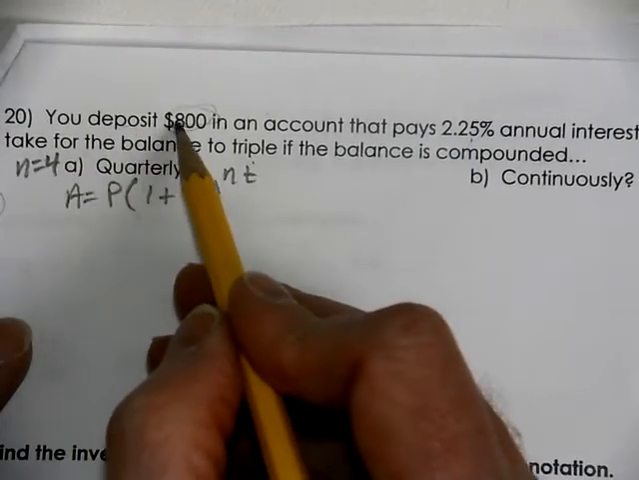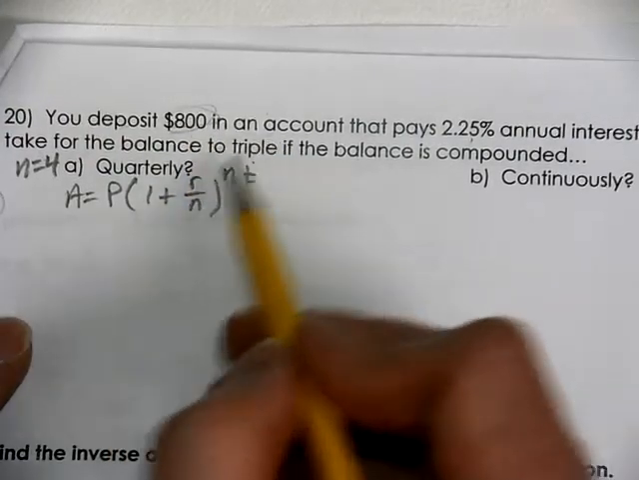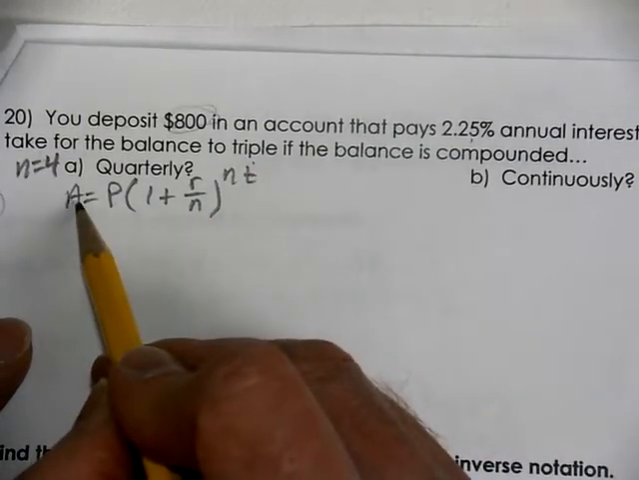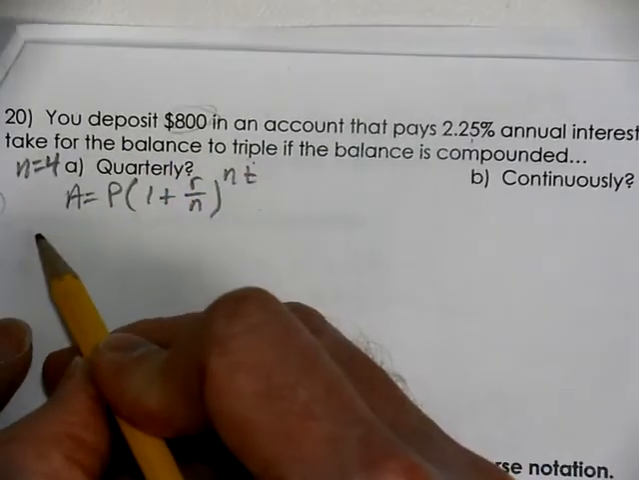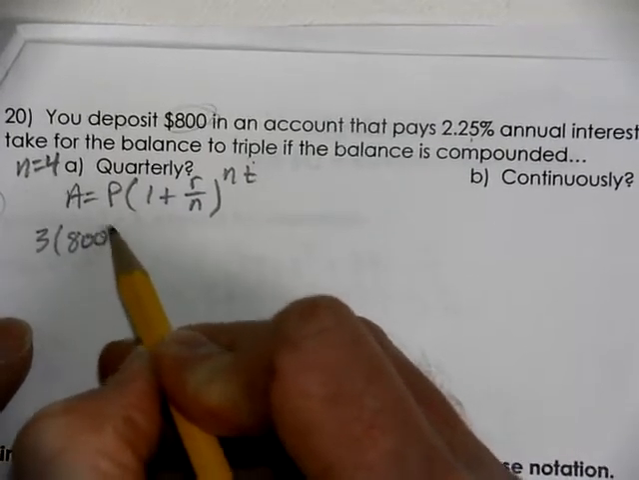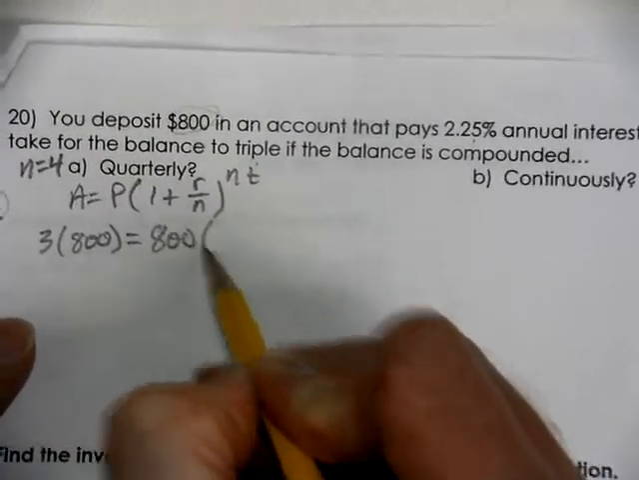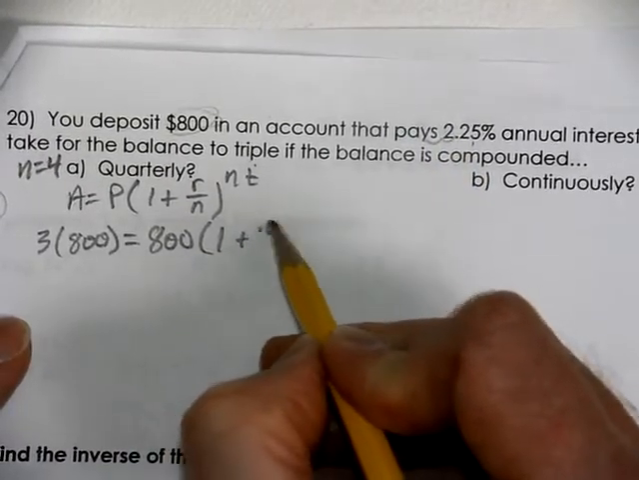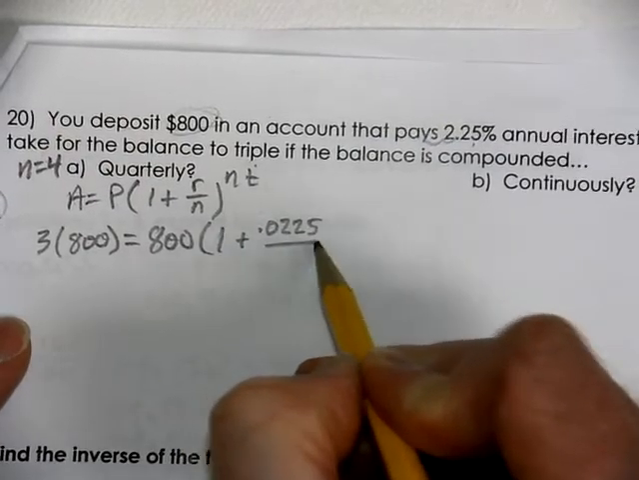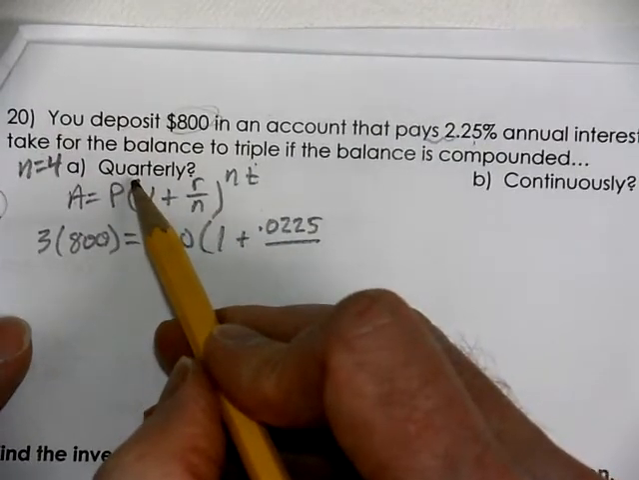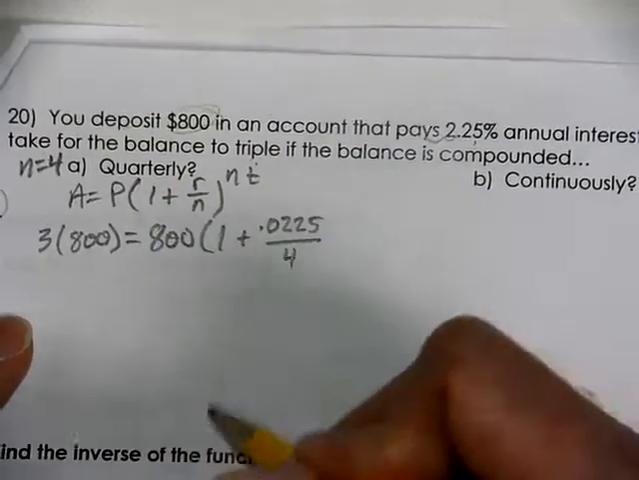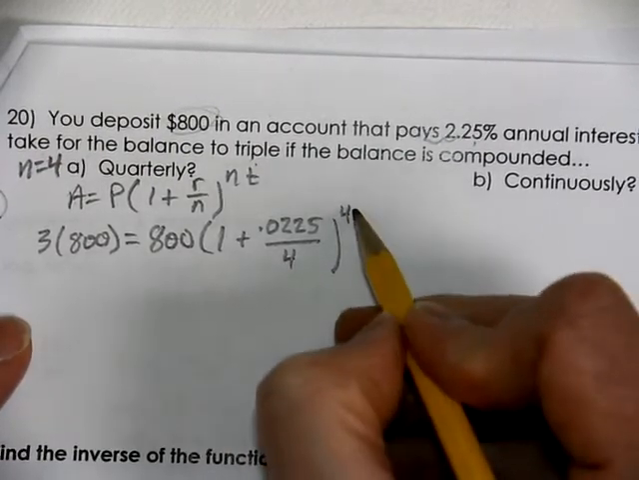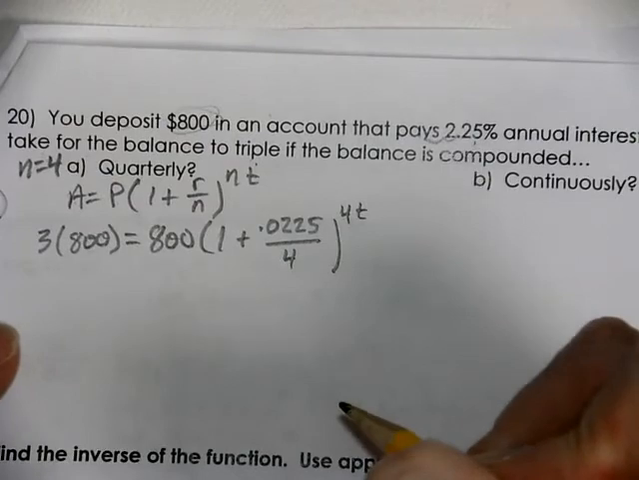We want the deposit to be 800, that would be the P, and we want the balance, the total amount, to be triple that amount. So 3 times 800. We're going to start with 800. We move our decimal spot over 2, so we're 0.0225. When you are compounding quarterly, we're going to do it in quarters. And we want to know how long it'll take. So what are the years? What's the t?